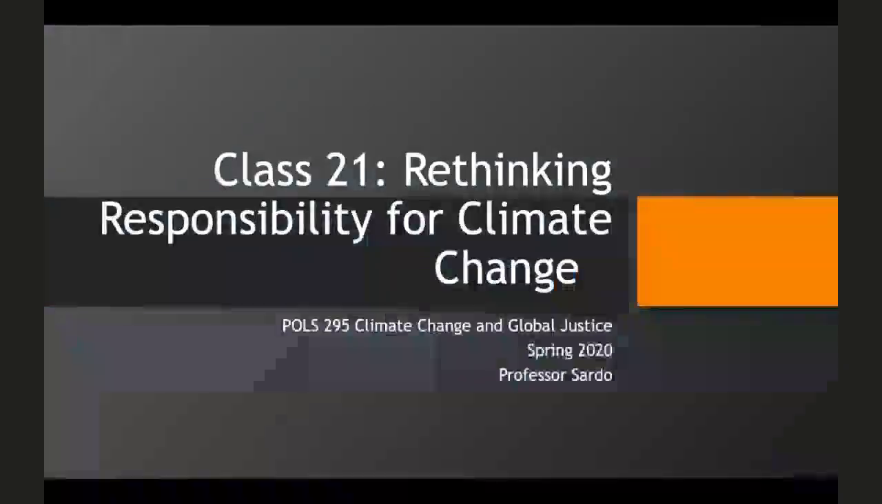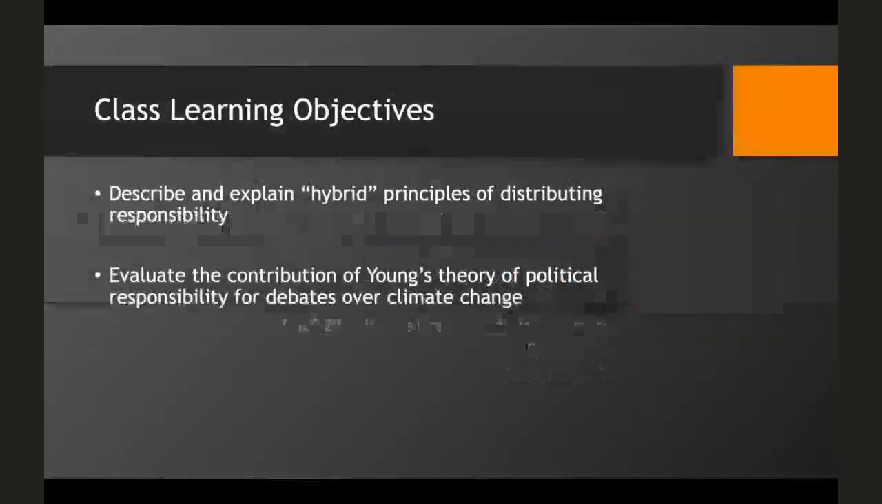Today we're going to be looking at the question of how we should rethink responsibility for climate change, looking at articles from Simon Caney and Robyn Eckersley that take two different approaches to rethinking the way that we should ascribe responsibility in this context. On the one hand, we're going to look at Caney's hybrid principle of distributing responsibility. Then we're also going to look at Eckersley's use of Iris Marion Young's social connections model to think about how that changes the way we think about responsibility.